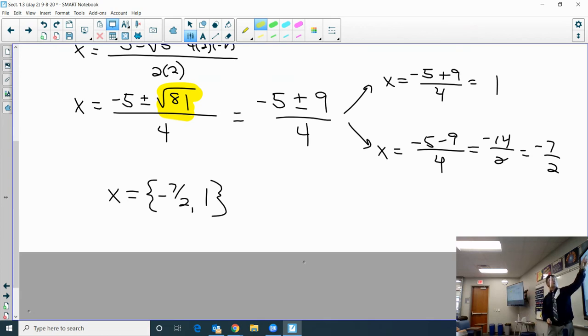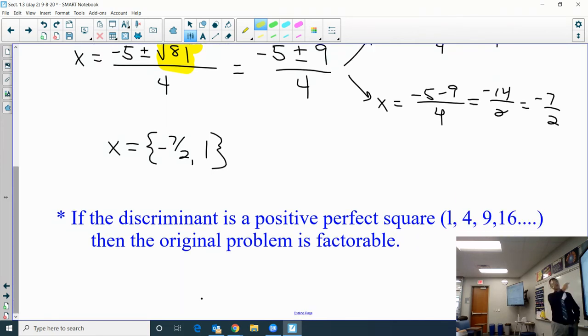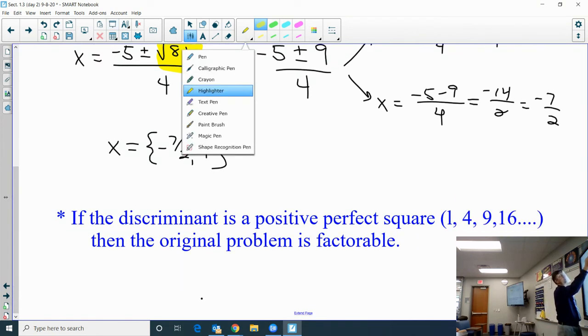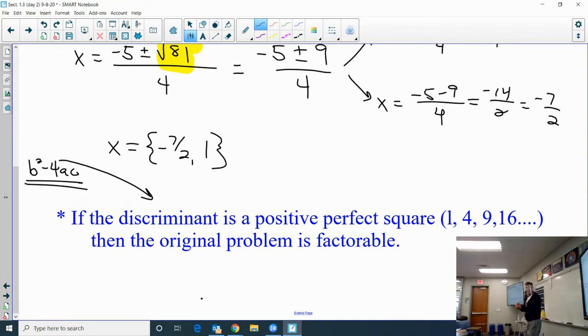For it to be a square root of a whole number, it has to be a perfect square. So here's the key. It says if the discriminant, it's been a while, do you remember what that discriminant means? The discriminant is b squared minus 4ac. Whatever's underneath there, if it is a positive perfect square, something that we know the square root of, then the original problem is factorable.